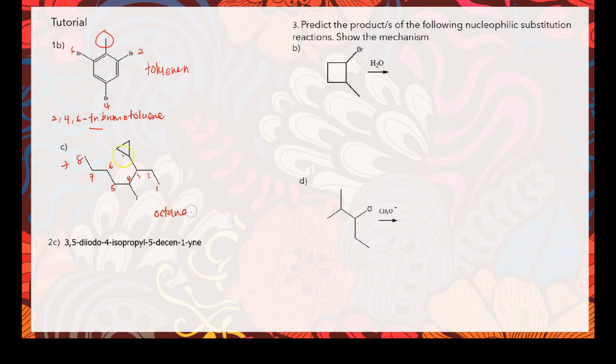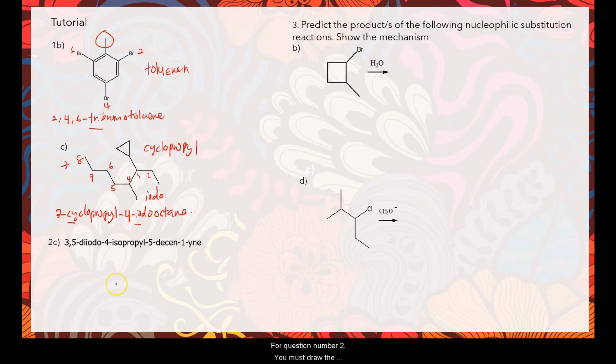octane. At carbon number 3, we've got cyclopropyl, and at carbon number 4, we've got iodo. Then we can name the compound as 3-cyclopropyl-4-iodooctane. Why did I put cyclopropyl first instead of iodo? This is because we need to follow the alphabetical rule, C and I.